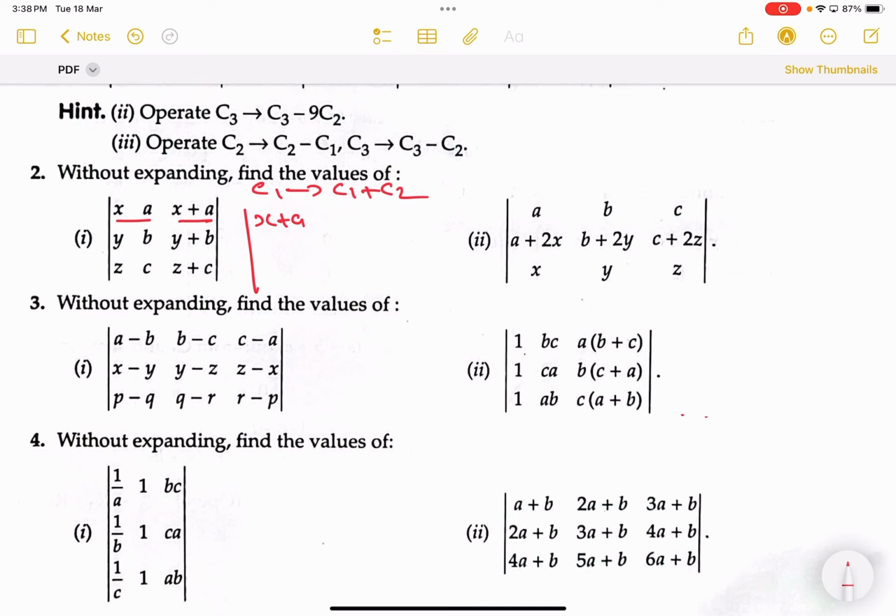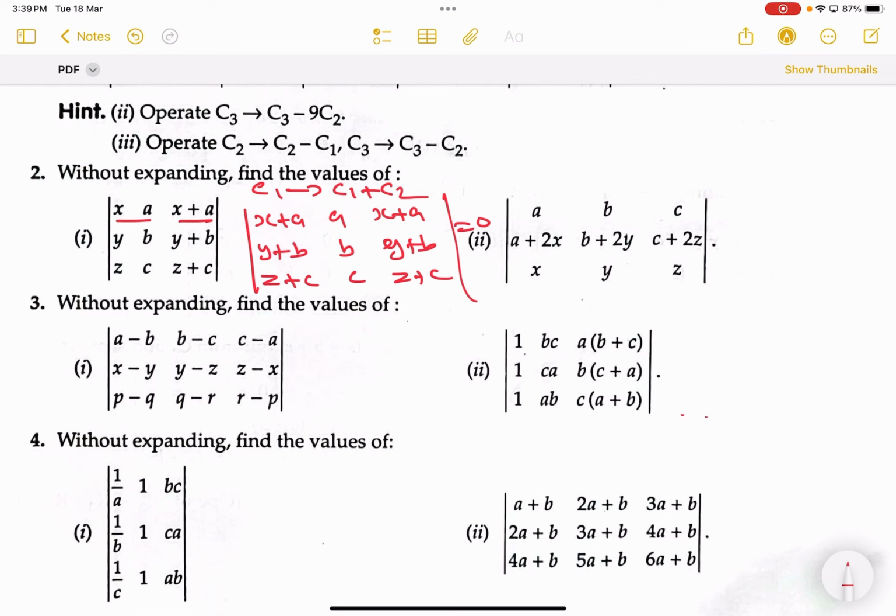It will become x plus a, y plus b, z plus c. Then a, b, c will be as it is. Again x plus a, y plus b, z plus c. So they are identical, so it is equal to 0. Understand? By seeing itself we can understand. Here x plus a is there and we have x and a elements. So just add, you will get identical rows. Only you are not concentrating. You are just copying. Try to understand because you are going to do it by yourself.